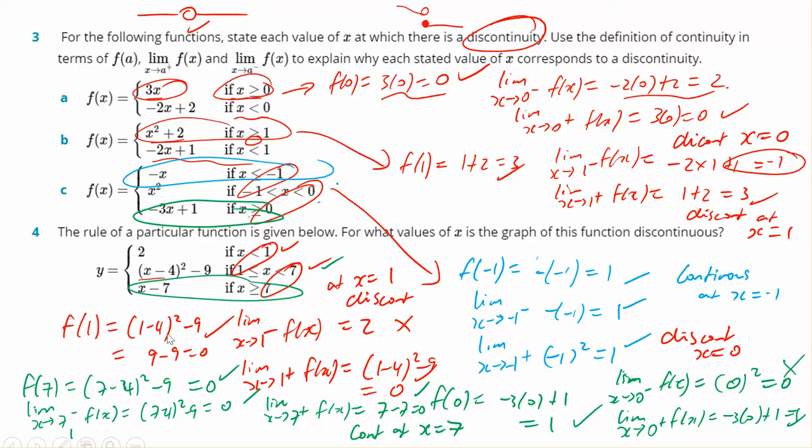So hopefully that gives you an idea of how to do it. Those are the tests you do. You basically find f of the value of interest, and then you find the left-hand limit and right-hand limit. Everything has to agree in order for it to be continuous. Otherwise, it's discontinuous.